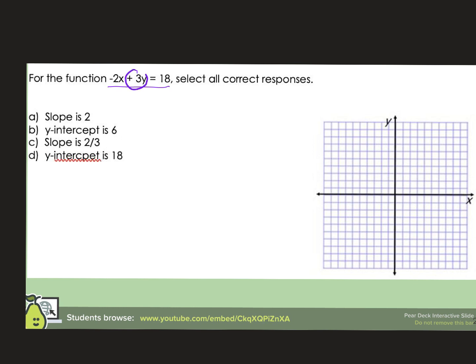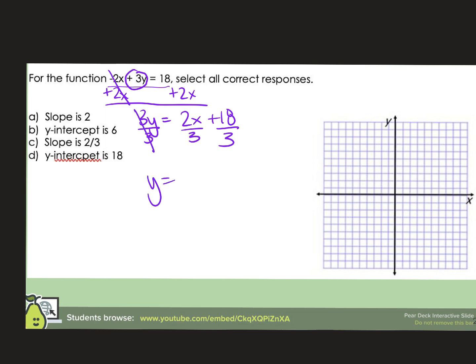So get rid of the minus 2x. We're going to add 2x to both sides. Hang off in space. Those are not like terms. Bring everything down in the right order. 3y, positive 2x, positive 18. Get the y by itself. Divide every single thing by 3. Bring it on down. Separate your slope from your x.